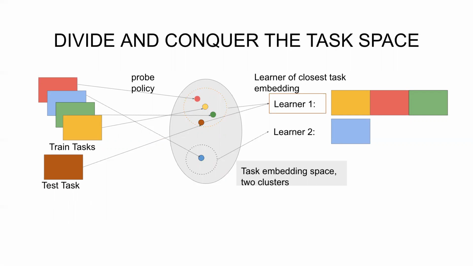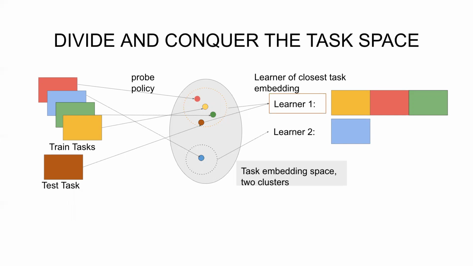Then, using these different clusters, you train a meta learner for each of the clusters in the embedding space for the different train tasks. At test time, you look at your test task, use the probe policy to figure out which cluster or which meta learner to use, and then you adapt using that meta learner.